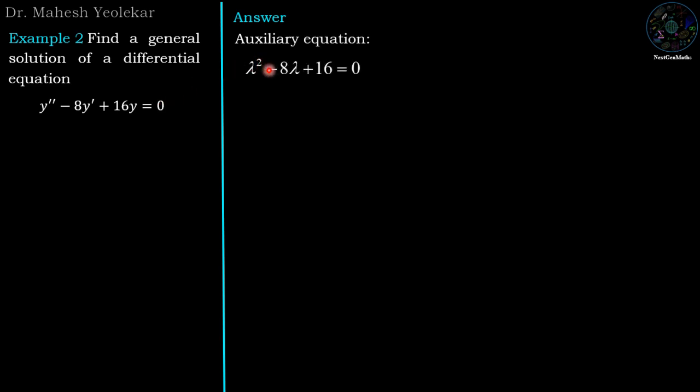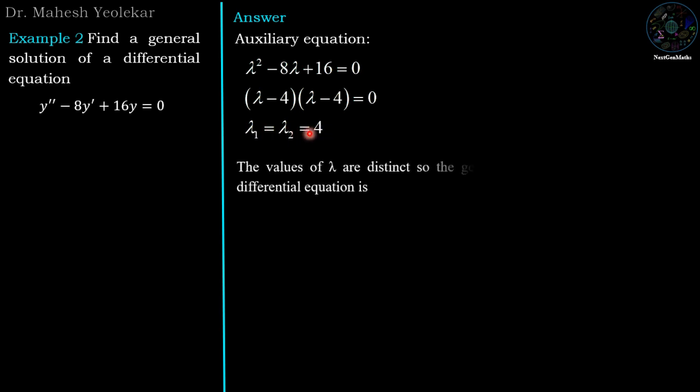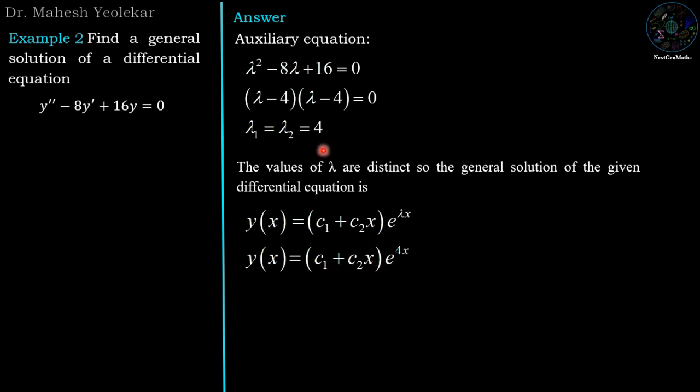Now another example, y'' - 8y' + 16y = 0. If I repeat the process, the auxiliary equation is λ² - 8λ + 16 = 0. If we factorize, then (λ - 4)² = 0. Here λ1 equals λ2 equals 4. That means they are real and equal roots. Therefore the solution is of the form (c1 + c2 x) e^(λx). So (c1 + c2 x) e^(4x) is the general solution of the given differential equation y'' - 8y' + 16y = 0.